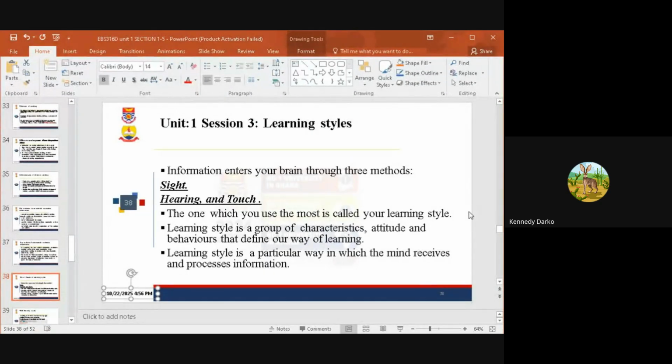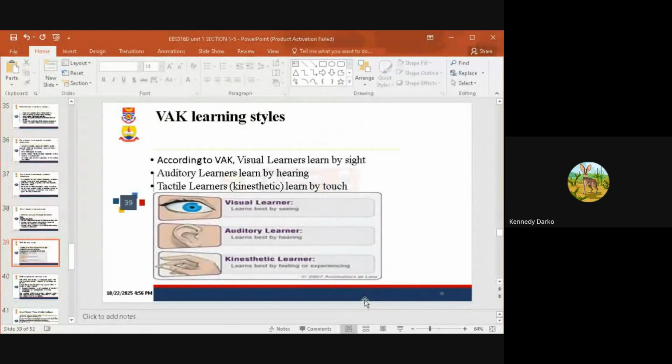When we talk about learning style, and we look at the sight, the hearing, the touch, according to VAC, visual learners learn by sight. Auditory learners learn by hearing. Tactile or kinesthetic learners learn by touching. So we have these three groups of learning styles. Which one is yours? As you are learning this, you should know that we have all these categories of learners in our classroom. So when we are teaching, we must consider all of them.